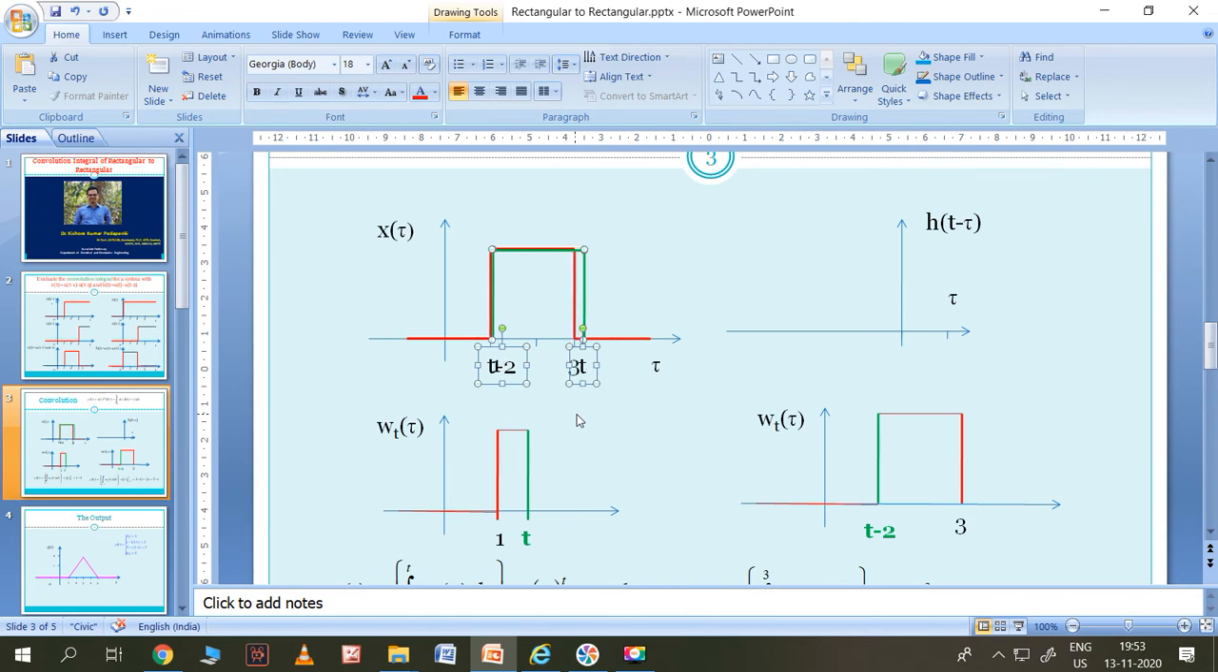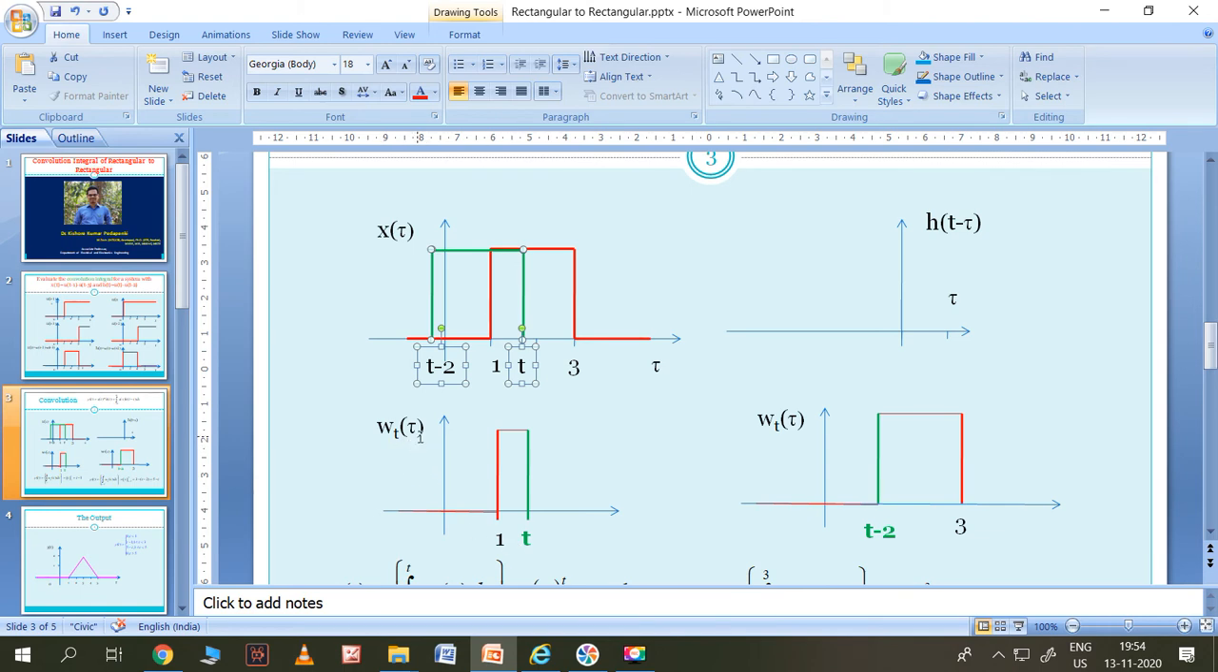So if t is greater than 3, what will happen? This will change, because now from 1 to t I don't get value 1. Now I am getting value 1 from t minus 2 to 3. You can clearly identify the thing. You need to see the overlap periods, and I have brought those things down and shown them clearly. So the first case is from 1 to t. I am talking about this part.